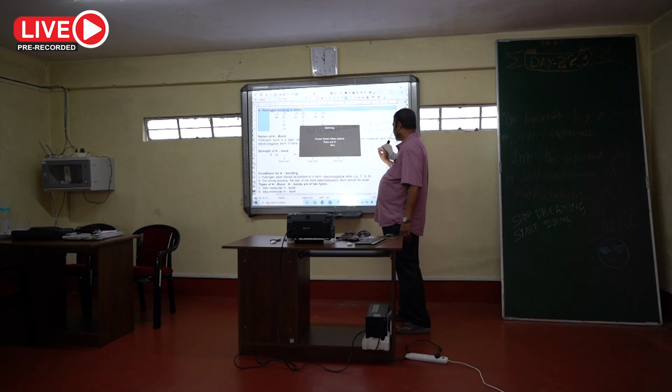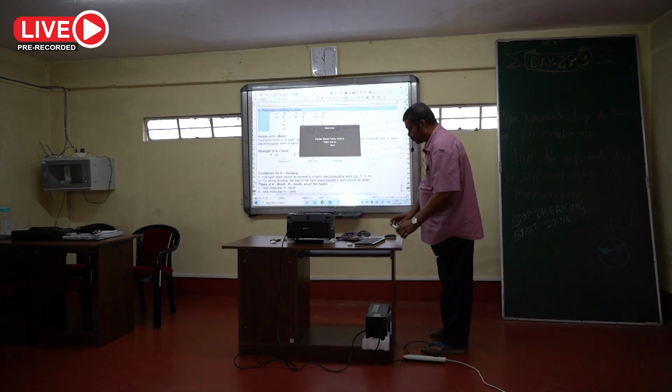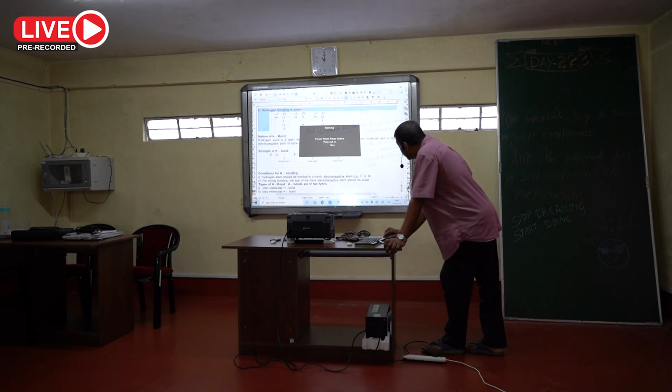Thus, 1s orbital overlap occurs to the maximum extent. Orbital overlap occurs to the maximum extent.